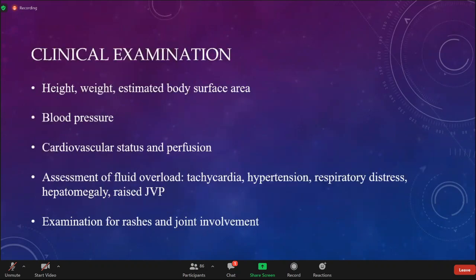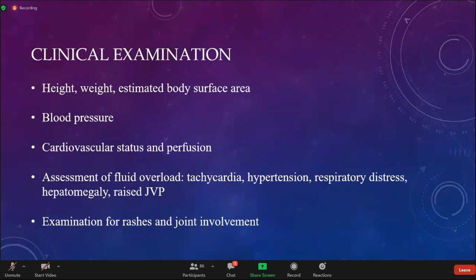What aspects do you look into when you do your clinical examination? What are the main areas? You need to look at the height, weight, and the estimated body surface area. Blood pressure is mandatory. If anyone forgets to measure blood pressure in a child with this condition, surely that is not acceptable.